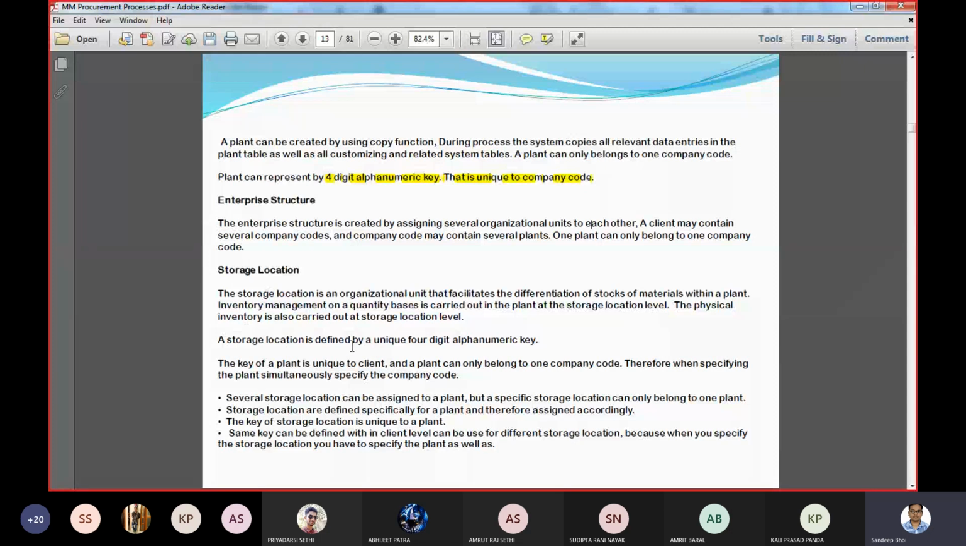See, the storage location is also a 4-digit alphanumeric key, and it is also unique within the plant.